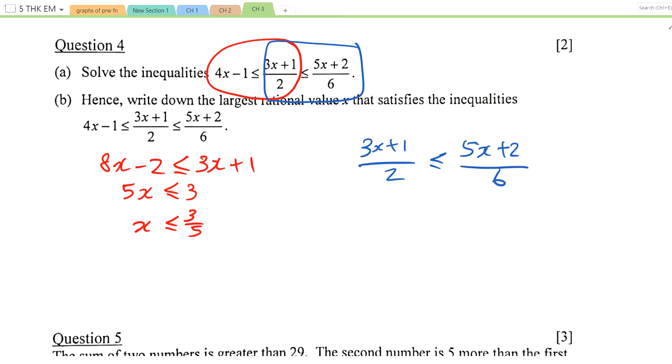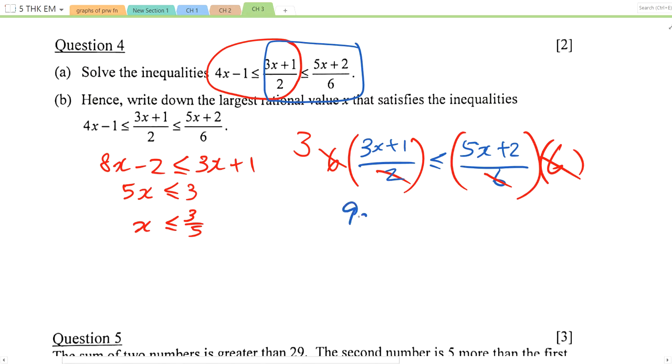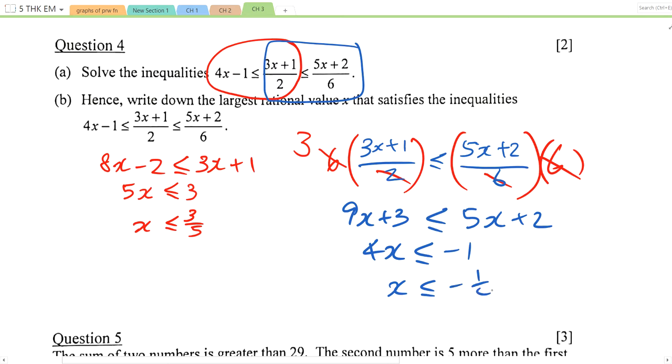So in this case, what should we do? I still want to get rid of the denominator. Whatever I do on one side, I do on the other side. So what should we do? We can choose to make the denominator the same. Alternatively, I can multiply both sides by 6. When I multiply by 6, do I need to flip any sign? No need. So here we have 3. This one cancels, right? So I'm left with 9x plus 3 less than or equal to 5x plus 2. So this is 4x less than or equal to negative 1. x less than or equal to negative 1 over 4.